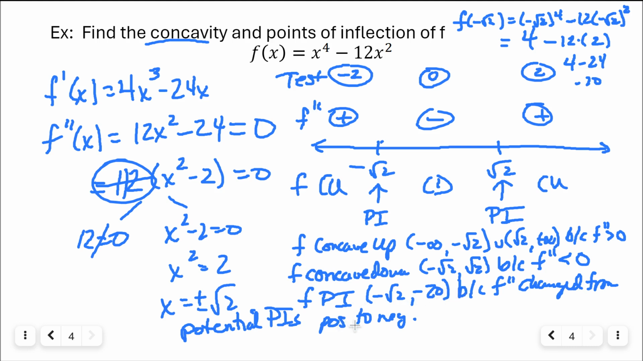Okay. And then f has another point of inflection at square root 2, comma. Now, if you do the math, you're going to get the same thing. You're going to get negative 20 because f double prime changed from negative to positive. And that's my answer. That's my analysis with justification. And that's a good answer. Okay. And that's all there is to this. You are literally applying what we did when we did the first derivative test, but now you're doing it with the second derivative, and it's giving you different information about f of x. Okay. And that's it. And as always, thanks for clicking.